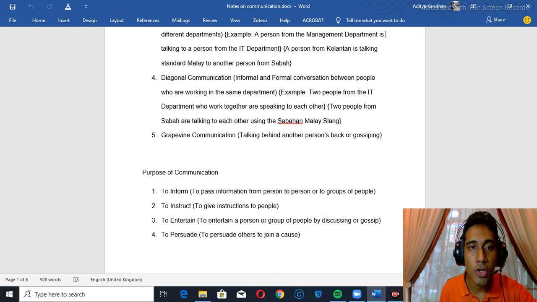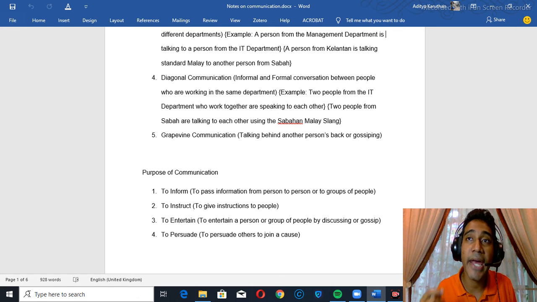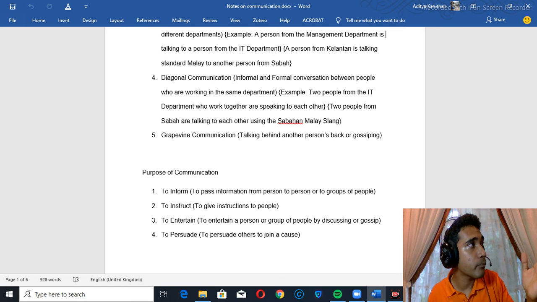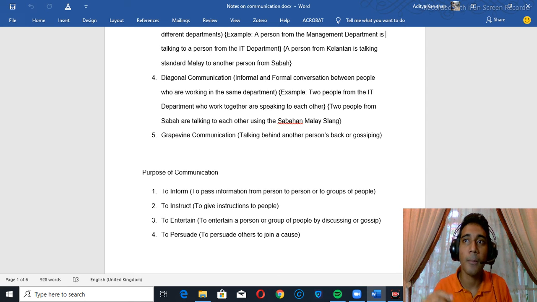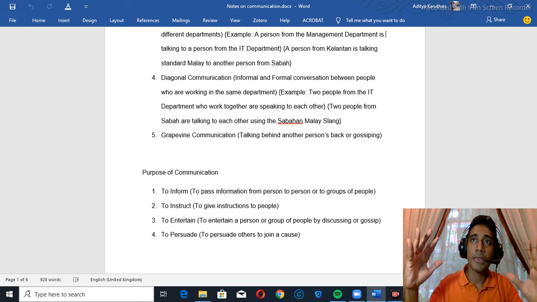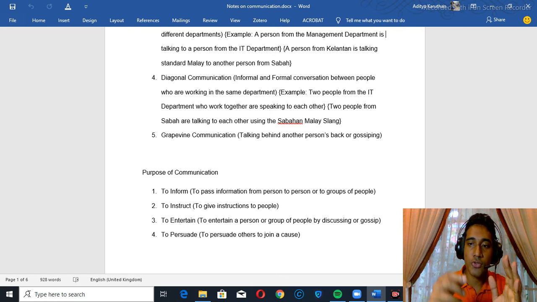Number 2 is to instruct. Someone is giving me instruction. For example, I just bought a cabinet from IKEA, and I'm trying to fix it. So my dad tells me, okay, son, you take A and you take B. You try to link them together using the screw.